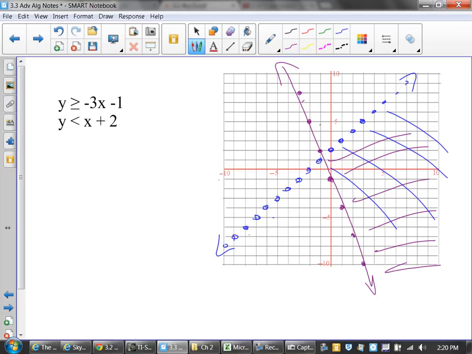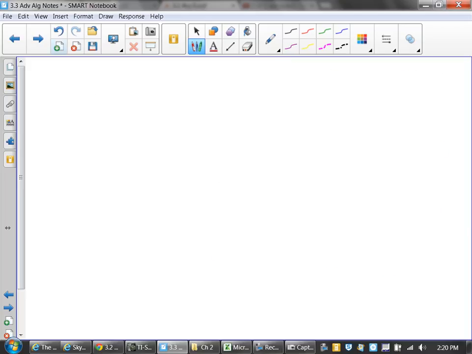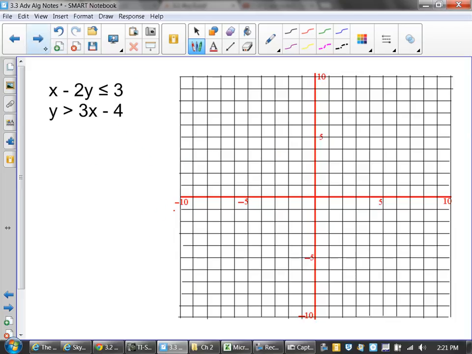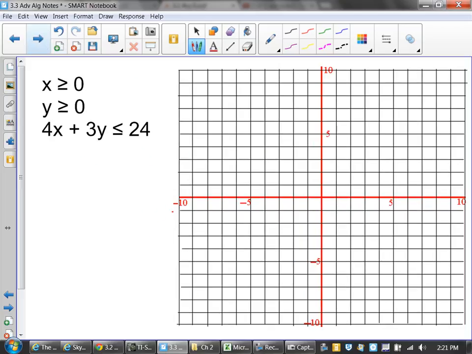Yes, sir? Did you ever have two parallel lines with the shading going away from each other? Yes, and I think I have a homework problem like that tonight. This question came up earlier today as well. If you've got two parallel lines, you could have shading going in opposite directions. So nothing's true? Correct. There's no overlap. Or another one that's going to happen is this.